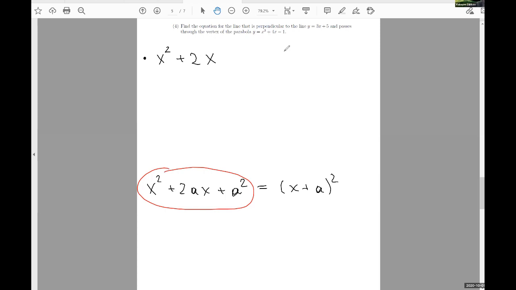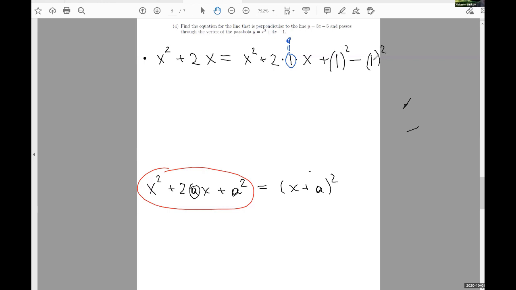So here what I'm going to do is create this left-hand side. I have x squared plus 2x, and I need to find my a. What is my a in this case? I can write 2 times 1 times x. So a in this case is equal to 1. But do I have a squared over here? No, I don't, yes? So what do you need to do? You need to add 1 and subtract 1, that is, 1 squared.